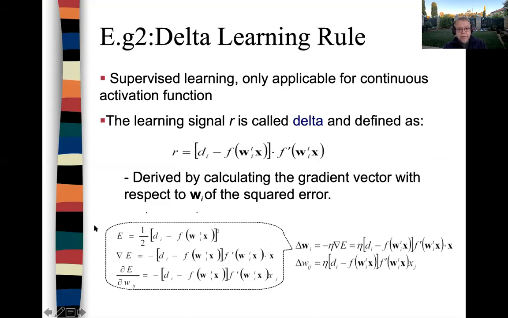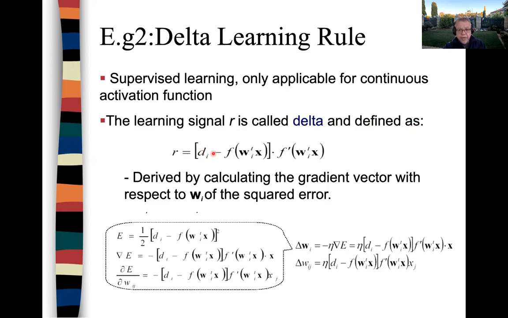In this case, the delta learning rule is applied when you have a continuous activation function. Before, we had the sign function, so it was kind of discontinuous. So now we're going to have a continuous activation function. In this case, the learning signal r is called the delta, and it's defined by this formula.